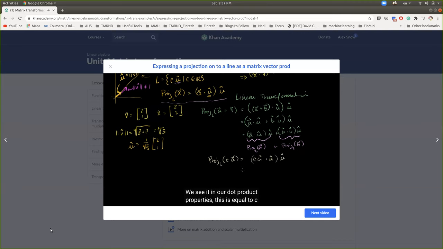We've seen it in our dot product properties. This is equal to C times A dot U times the vector U. And this is just equal to C times, this right here is the projection of A onto L. The projection of A onto L. So we've met both of our conditions for a linear transformation. So we know that our projection onto a line L in Rn is a linear transformation.